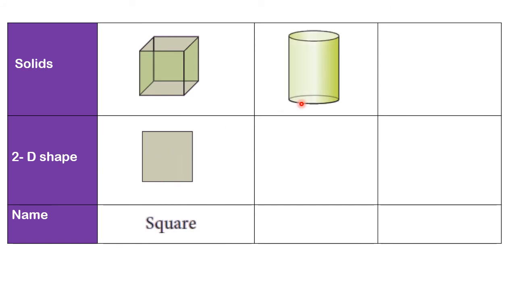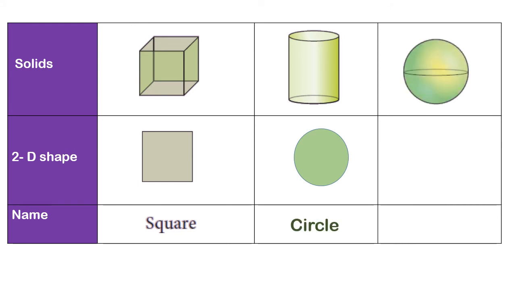The next one is a cylinder. When we cut a cylinder straight, we will get a circle shape. Then this one is a sphere. When we cut the sphere, we get a circle only. That is the name of the shape.